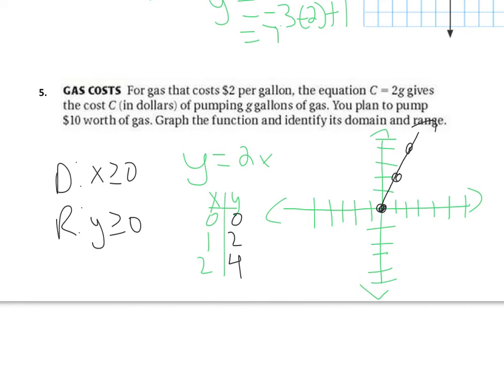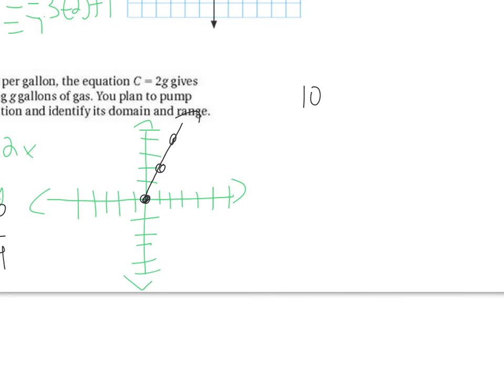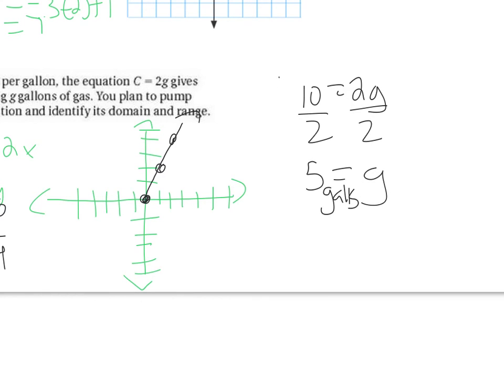So there we go. If you were pumping $10 worth, you'd be getting 5 gallons, because if we look over here, the cost was $10, $2 per gallon. G equals 5 gallons. Because this was dollars and this was dollars. So the dollars cancel out, you're left with gallons. Okay?